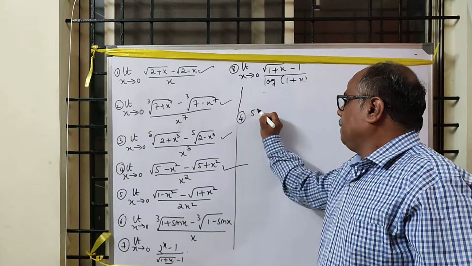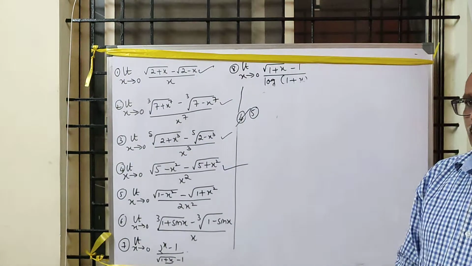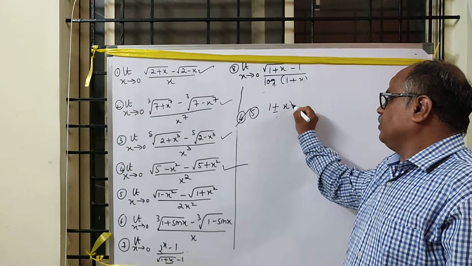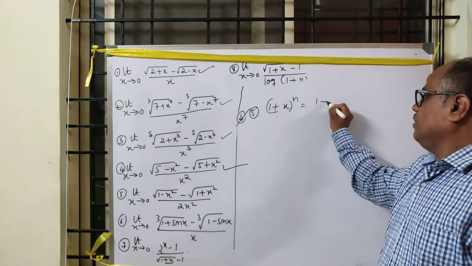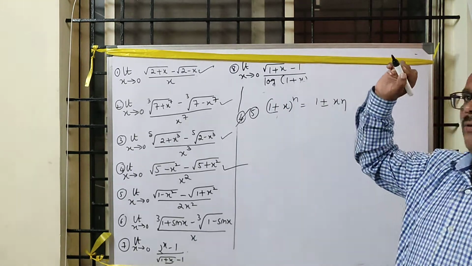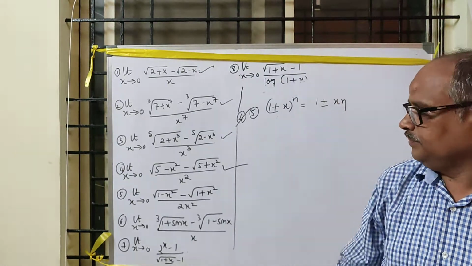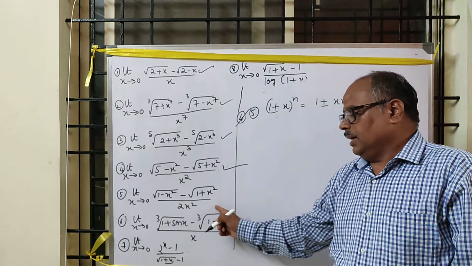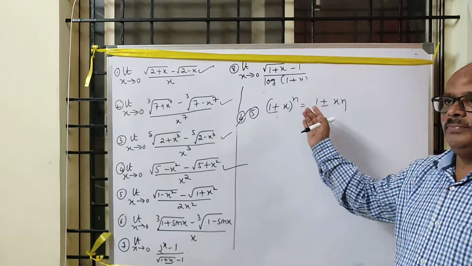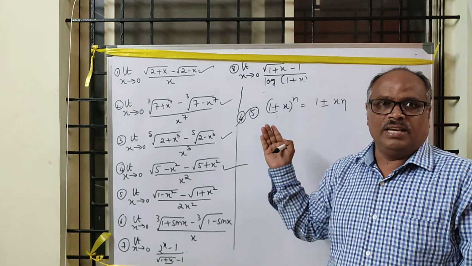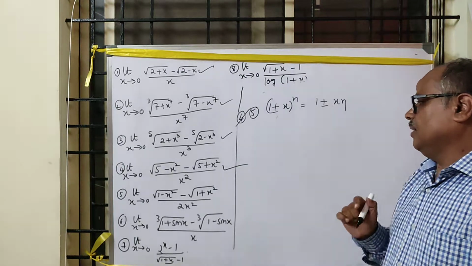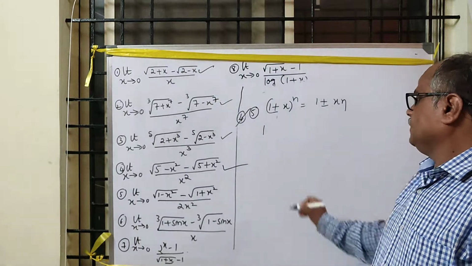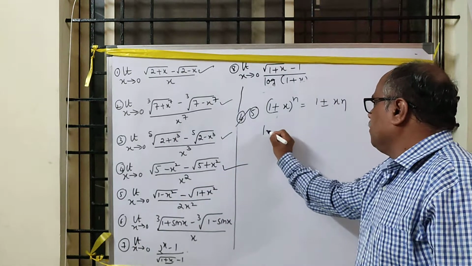Fifth question is in the form of 1 plus or minus x to the power of n equals 1 plus or minus xn. You have to remember this formula for this type of problem. So, how do you get it? You know the binomial theorem, binomial expansion. In the given question, 1, here minus sign is there, you take minus.